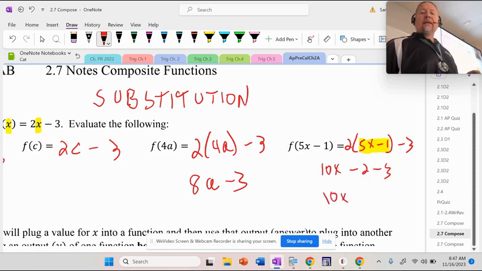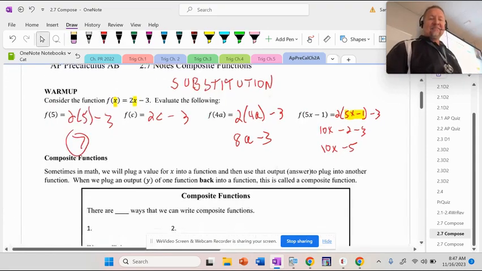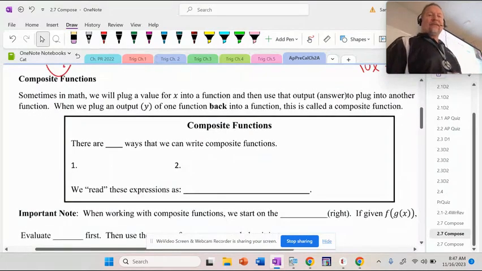How many people got 10x minus 5? Raise your hand with pride. All right, you didn't raise your hand over there, but you did get it right. You're just too lazy to raise your hand. Got it. All right. Next. Here's what composition of functions are. Mr. Bean's much nicer.